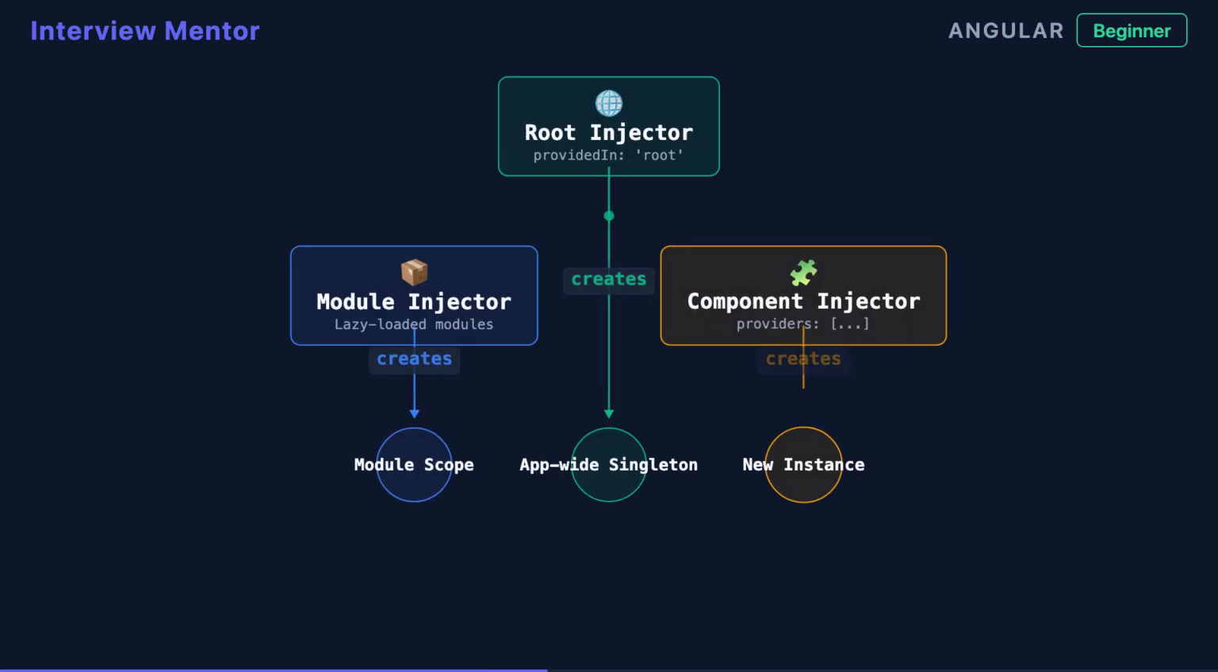Services can be registered at 3 levels. Root level makes a singleton available app-wide. Module level creates an instance per lazy-loaded module. Component level gives each component its own instance. The provided-in property controls this registration.